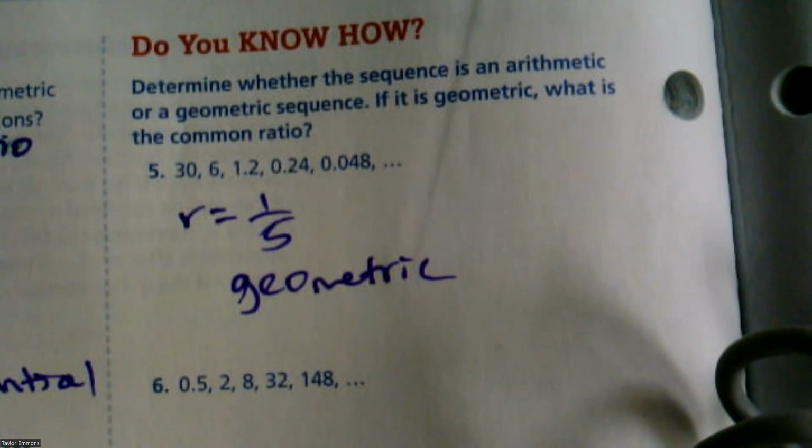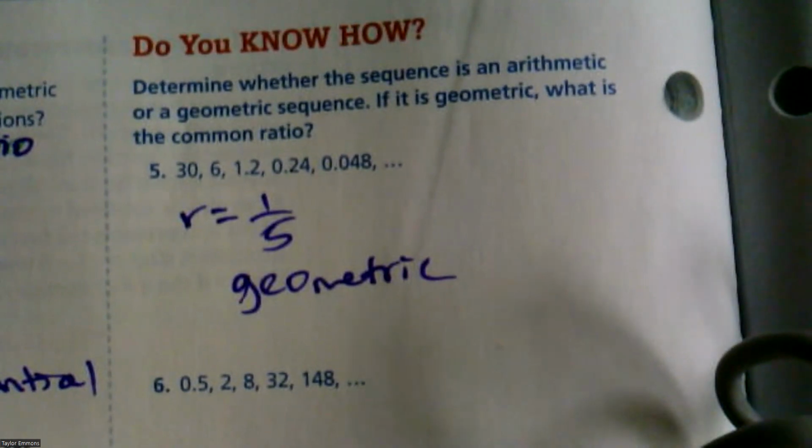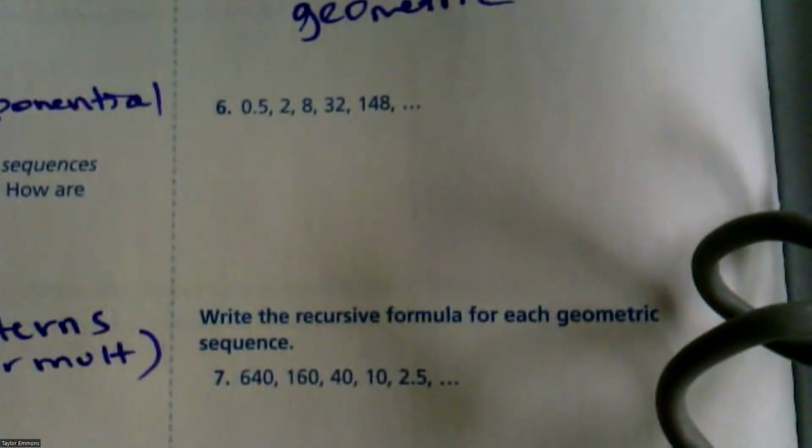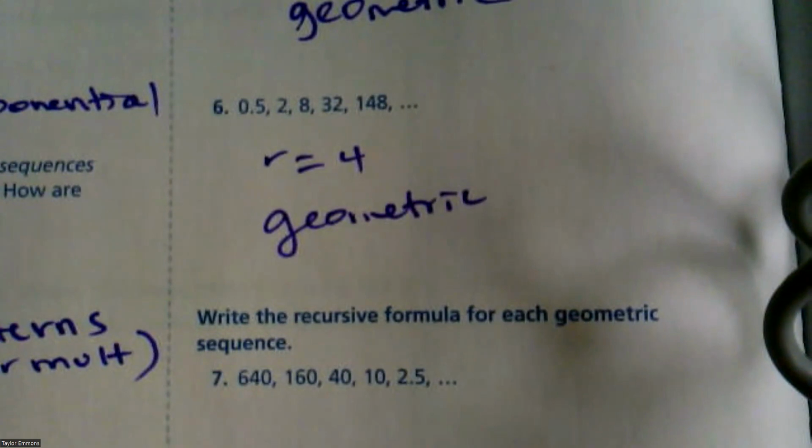Okay. All right, on the next one, are we multiplying by a common ratio? Okay, what is that common ratio? Okay, so our ratio is 4, and it's geometric. Remember, with geometric, it has to work for all those numbers, right? So we have to be able to multiply by 4 each time. Okay, on number 7.